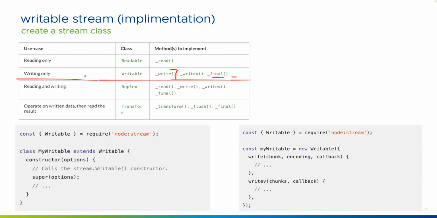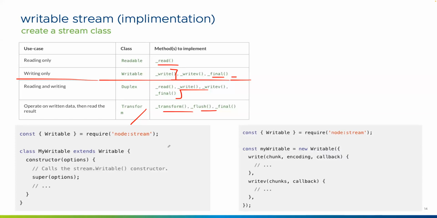For readable, you have to give underscore read, and for duplex you have to give more, not only the underscore read but also the underscore write. That's because the duplex stream is a writable stream and a readable stream. And the same thing, you have to give some specific implementation for this inheritance.